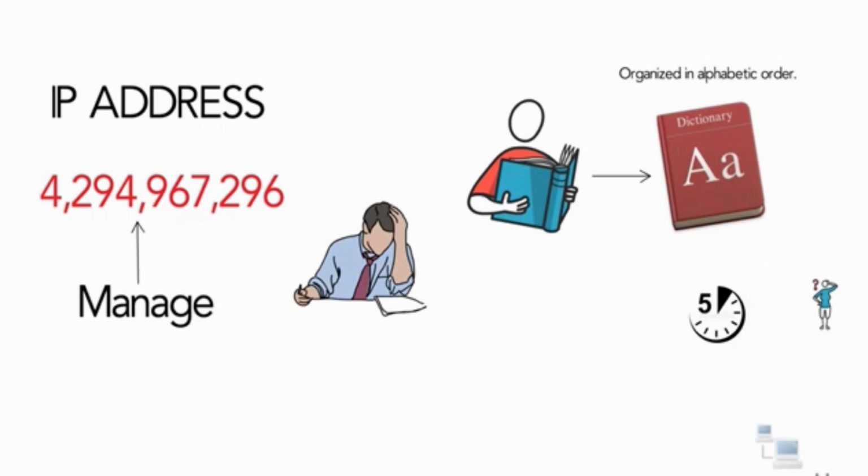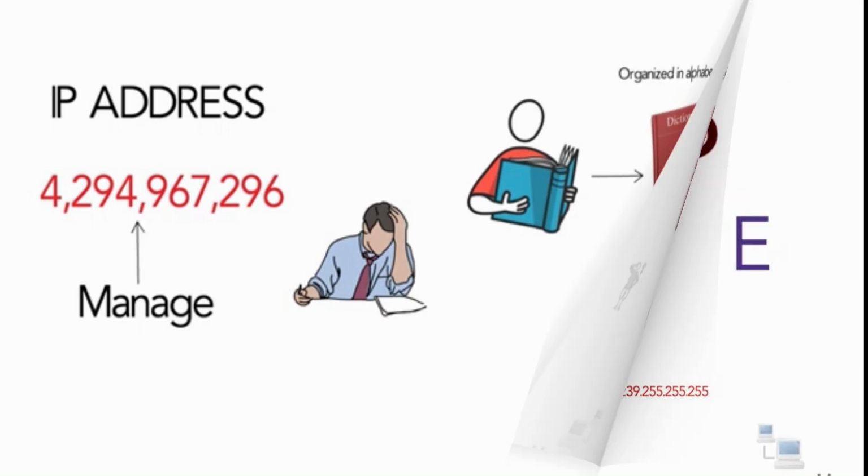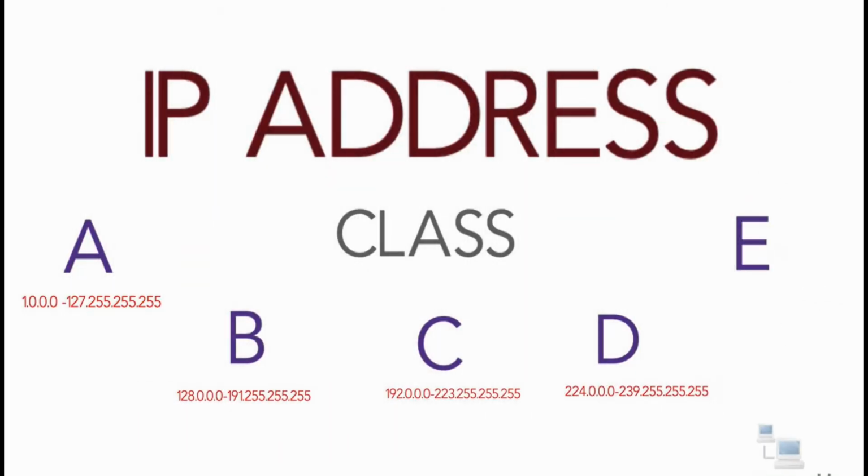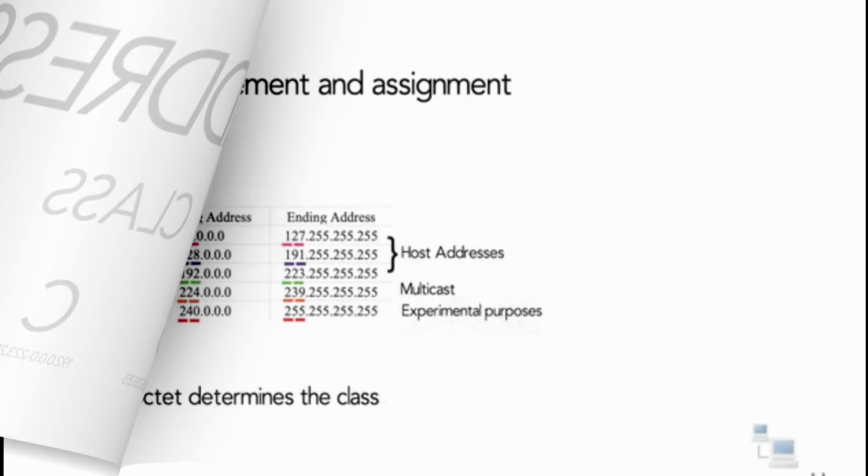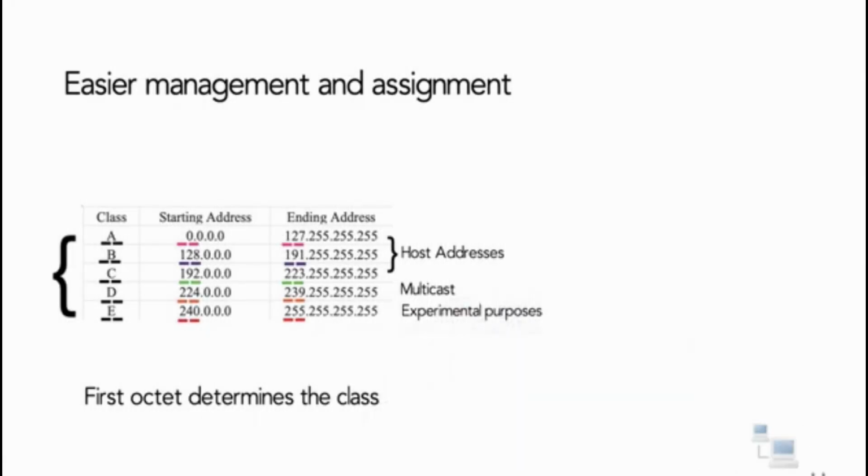If an unorganized dictionary which roughly contains 1 billion words can turn a 5 minute task into a 1 week task, then imagine how much more complicated a search will be with nearly 4.3 billion unorganized addresses. For easier management and assignment, IP addresses are organized in numeric order and divided into the following 5 classes: Class A, Class B, Class C, Class D, and Class E.